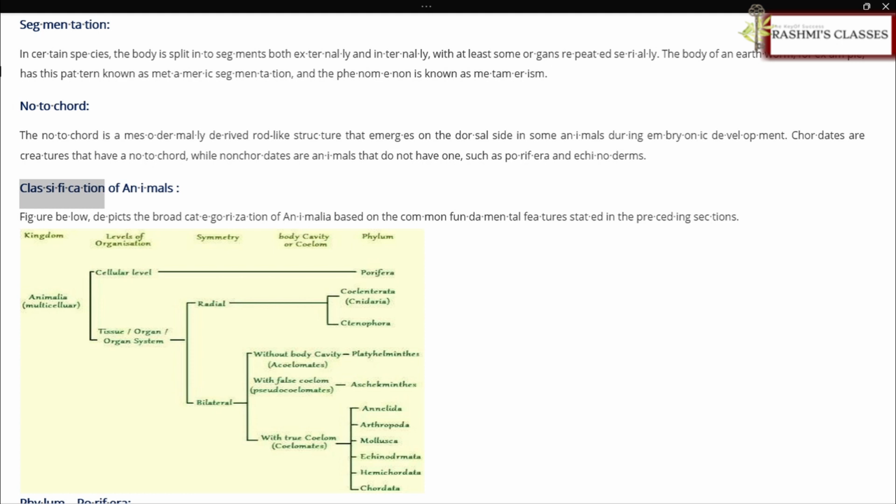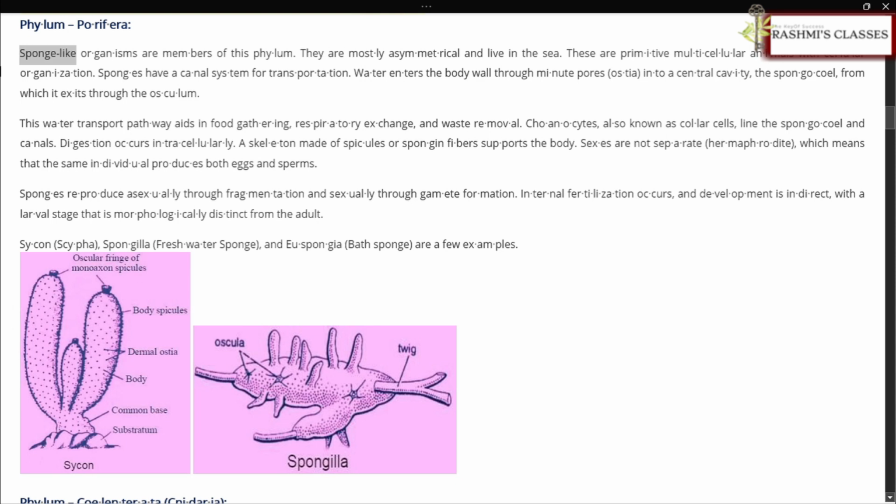Classification of animals. The figure below depicts the broad categorization of Animalia based on the common fundamental features stated in the preceding sections. Phylum Porifera. Sponge-like organisms are members of this phylum. They are mostly asymmetrical and live in the sea. These are primitive multicellular animals with cellular organization. Sponges have a canal system for transportation.